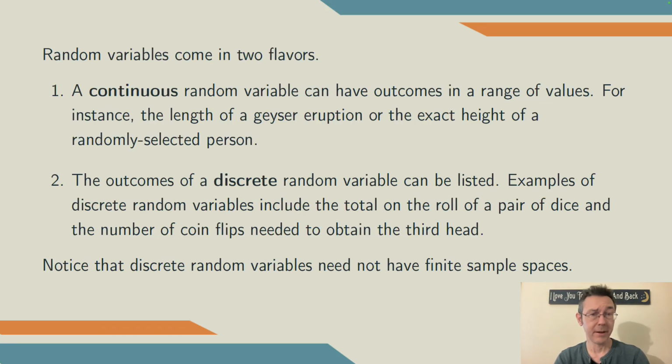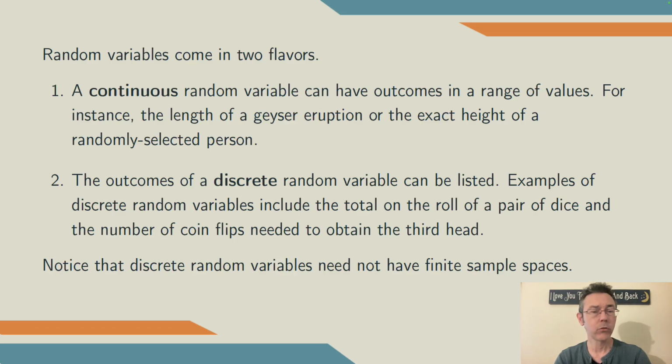Random variables fundamentally come in 2 flavors, continuous and discrete. A continuous random variable can have outcomes in a range of values, like the length of a randomly selected geyser eruption, or the exact height of a randomly selected person.